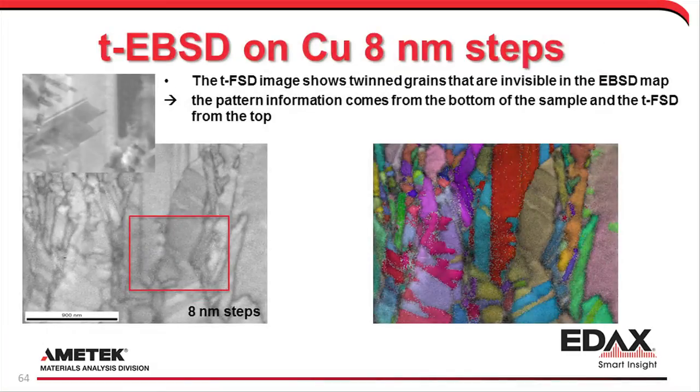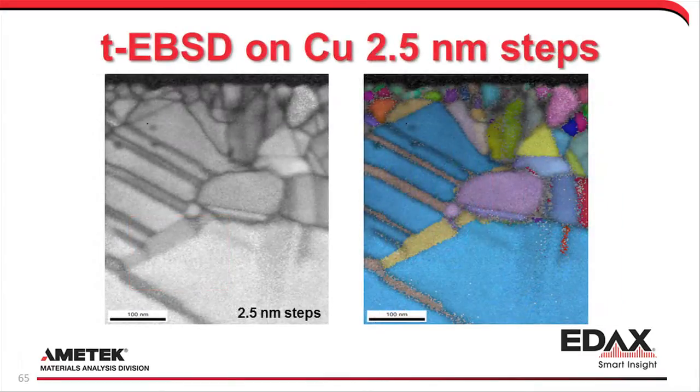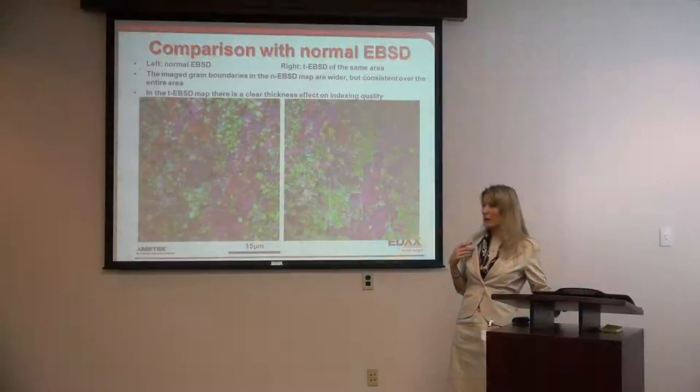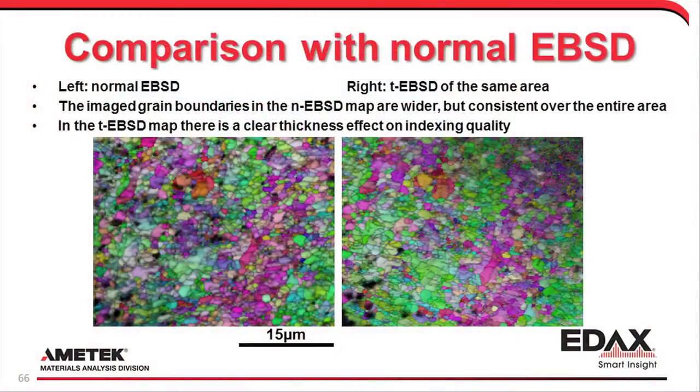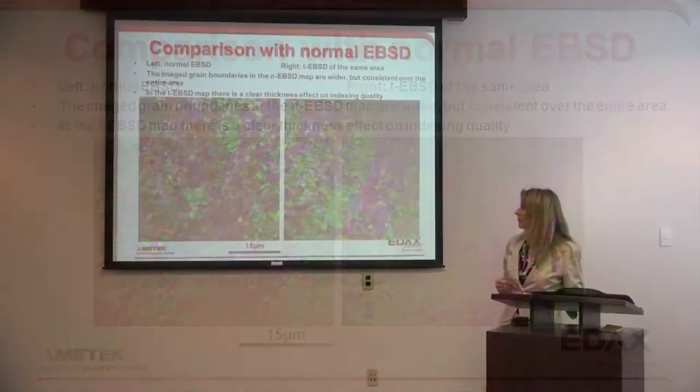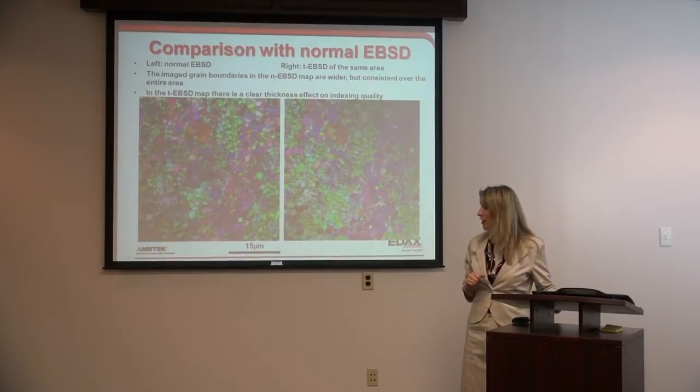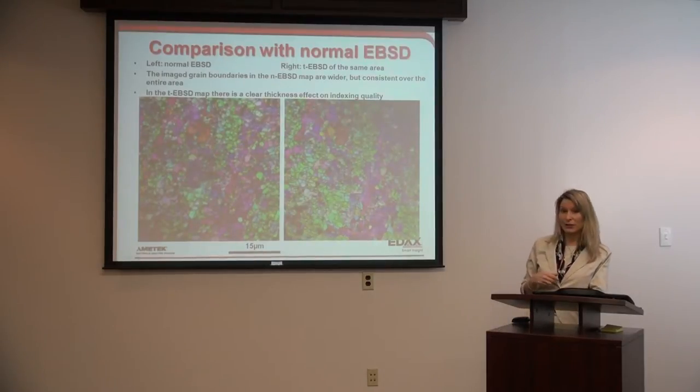And now, looking at 8 nanometer steps. So in the previous slide where we looked at the traditional EBSD, we went down to 10 nanometer steps. Now we're going even finer, smaller spatial steps, and we're still getting the grain structure. And even further, we go down to higher magnification, finer step size to collect data from even smaller areas and understanding differences between even smaller microstructure. A comparison between traditional EBSD and transmission EBSD shows that we get finer resolution with transmission EBSD, but there is an effect based on the thickness of the sample. And so our applications engineers around the world are continuing to explore applications for transmission EBSD.